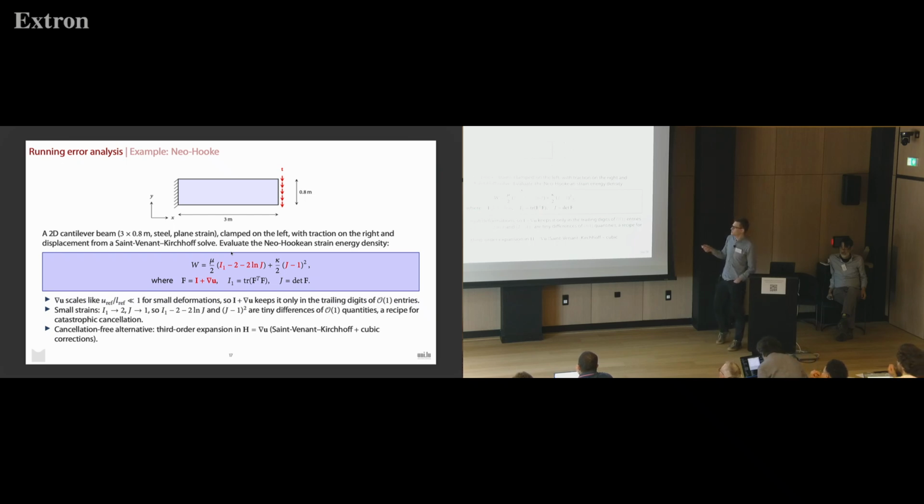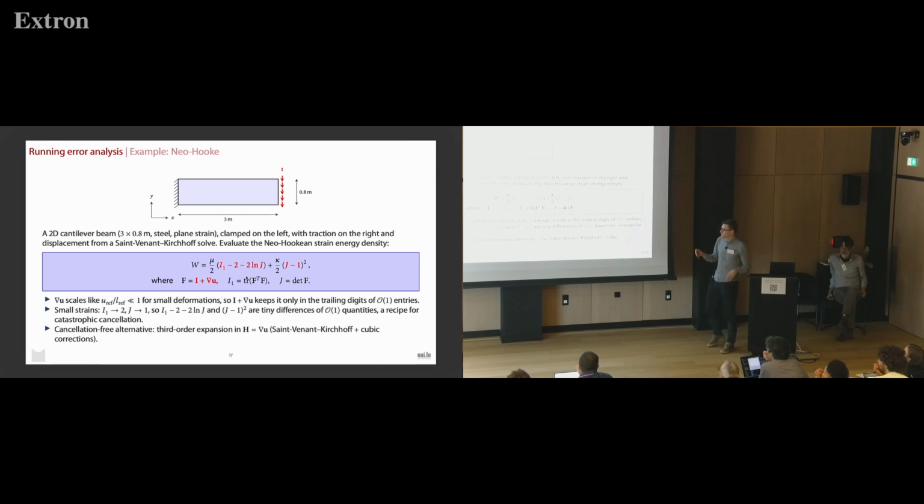hyperelasticity. So this is a simple 2D cantilever. You see the boundary conditions. And what I'm going to do is compute some reference solution, and I will be just interested in evaluating the strain energy function for every cell. And if you look at what happens there, you have certain sub-expressions which experience what's called a catastrophic cancellation in the regime of small deformations.